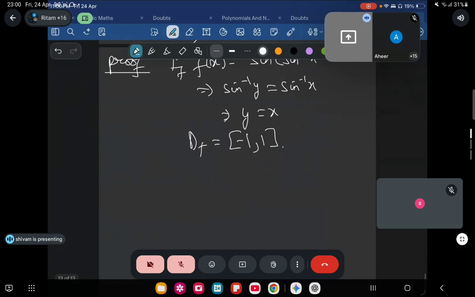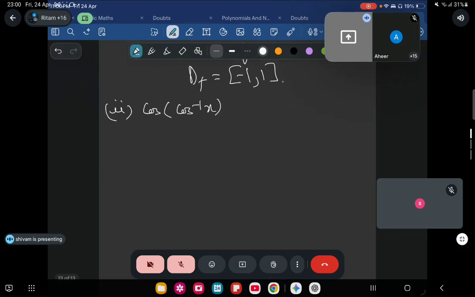Next one is cos of cos inverse x. This will be equal to x for all x belongs to, wait a minute, for all x belongs to -1 to 1.